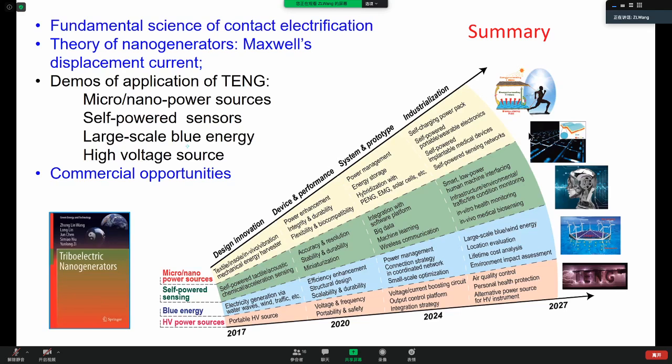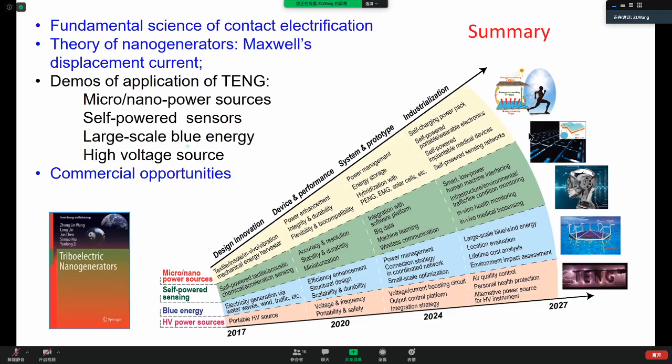For micro and small energy, we always face the need for increased power density and power. People always need more power, so we are trying very hard to enhance the efficiency of the harvesting. We will also integrate TNG with other energy harvesting technologies, for example a solar cell, into a hybrid cell.